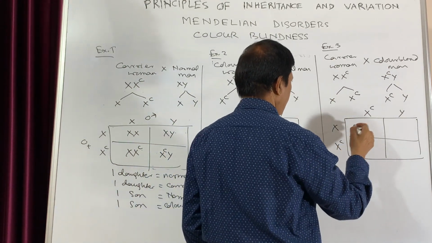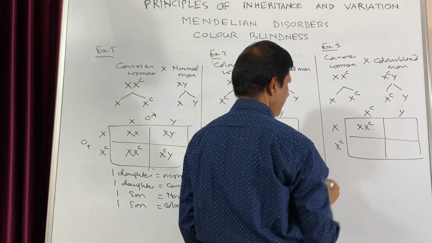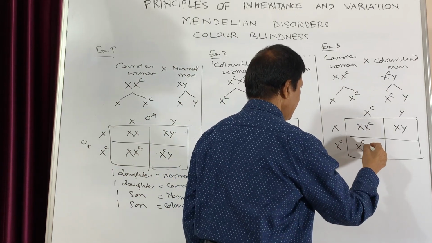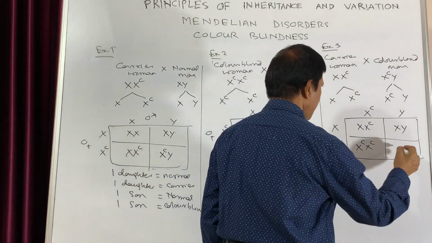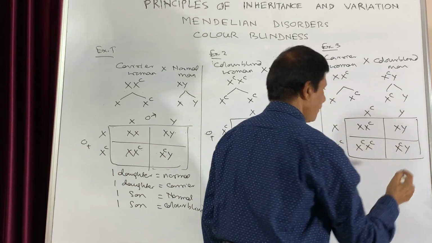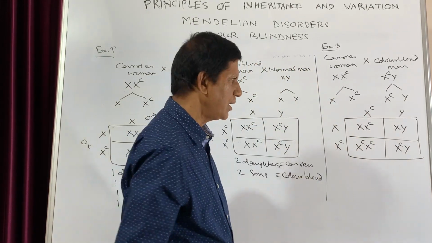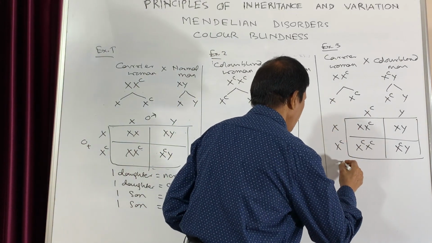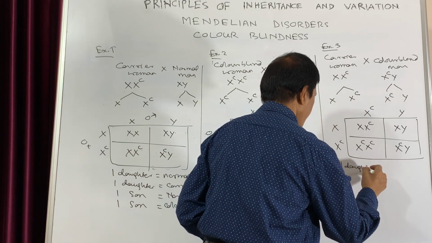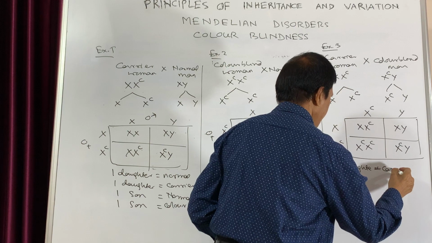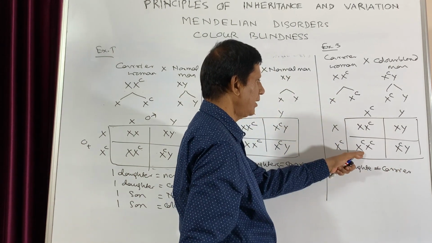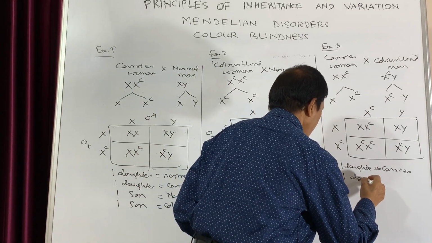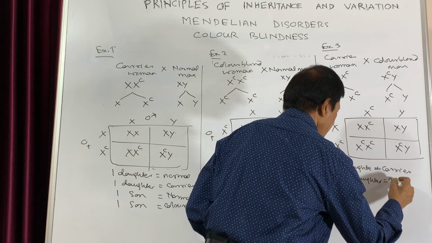Now let us see what is happening. In this case it is X, XC. In this case it is X, Y. In this case it is XC, XC. And in this case it is XC and Y. That means two daughters and two sons. Now what about this daughter? This daughter is a carrier. That means one daughter is carrier. What about this daughter? This daughter is color blind. One daughter is color blind.